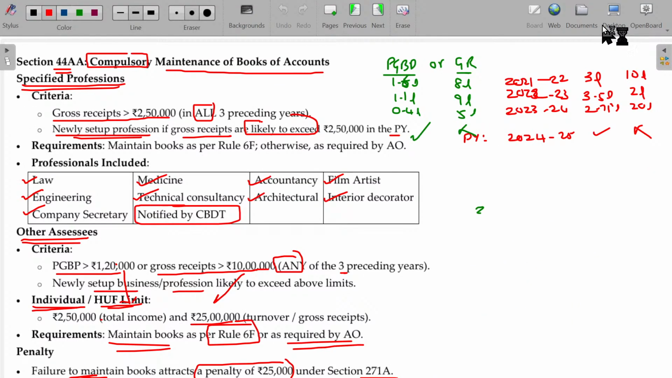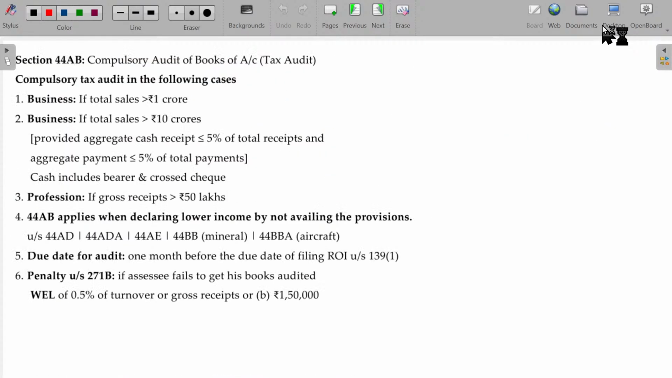Now we have completed 44AA, compulsory maintenance of books of accounts. 44AB, where the CA's role is important. Compulsory audit of books, which is called tax audit. Because of this reason only, CA remains topper. Now the scope is going to be slowly reducing.